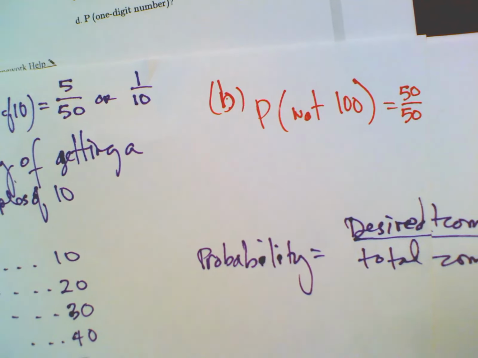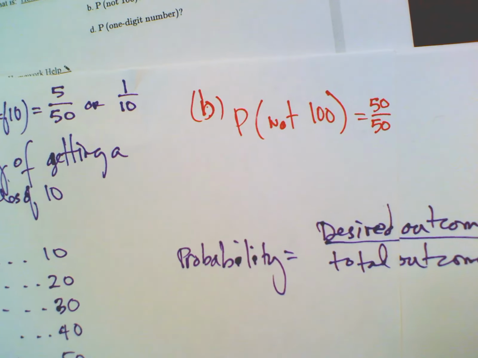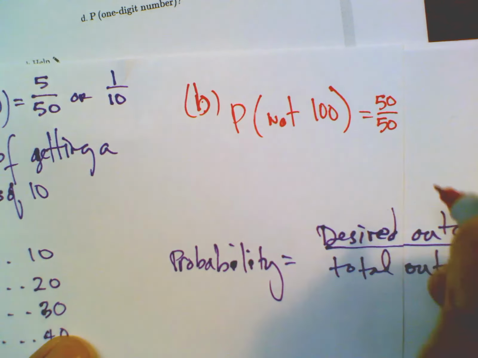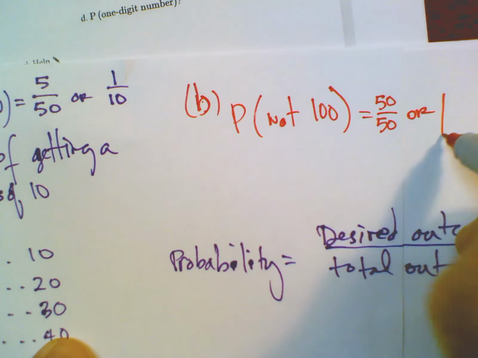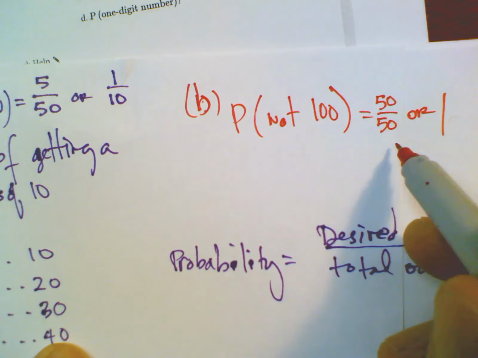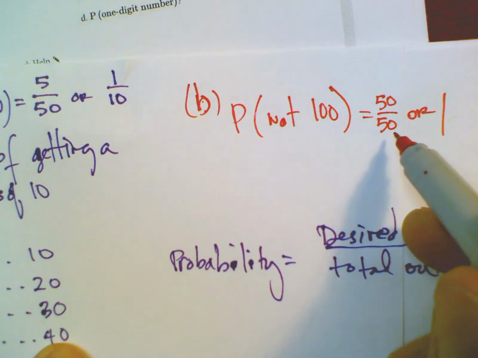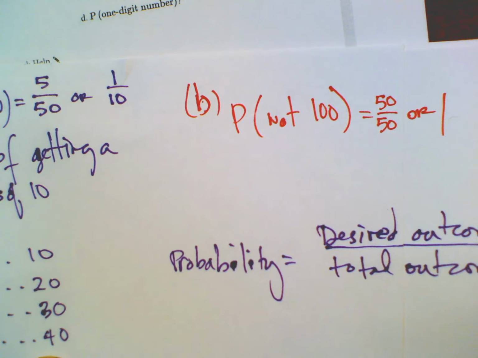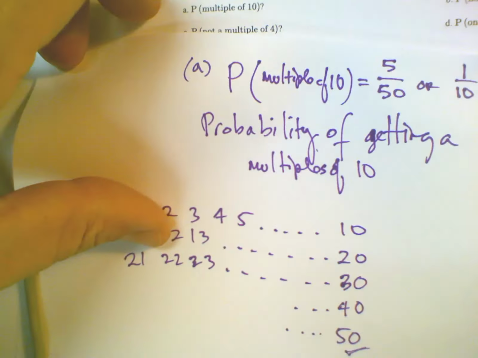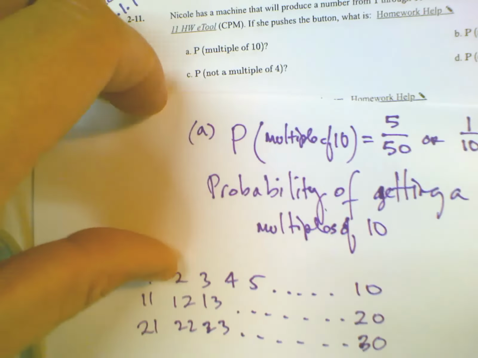So that being said, 50 over 50 is the same thing as 1. So the probability of not 100 is 50 over 50 because there's 50 desired over 50 total, and that would be 1. Okay? So then let's look at C. C is not a multiple of 4.